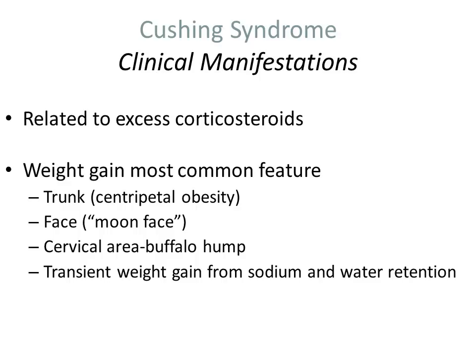We're going to have what they call centripetal obesity or truncal obesity. That typical moon face that you see when people are chronic steroid users. A buffalo hump, which is like a big fat pad on the back of the neck. Weight gain, transient weight gain from the sodium and water retention. These people also have a pendulous belly, a pendulous gut, and it has purple striae on it.